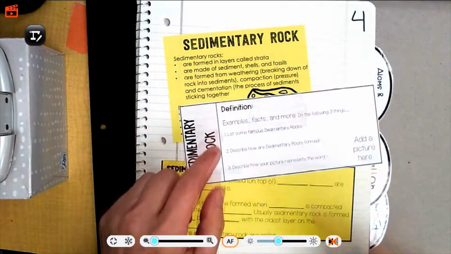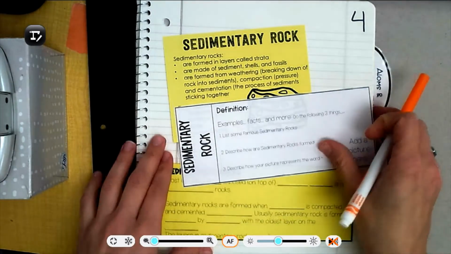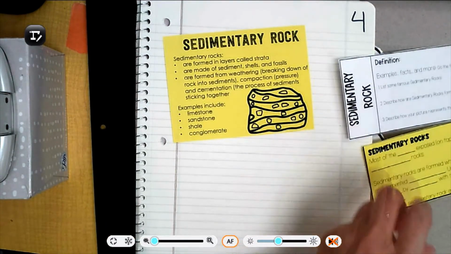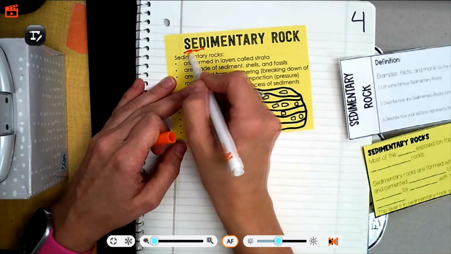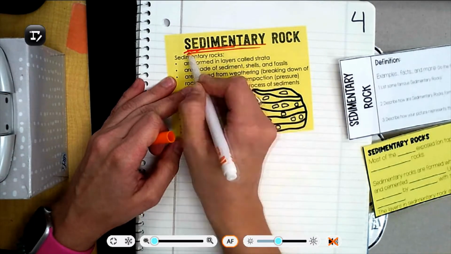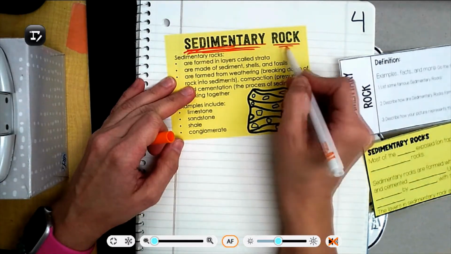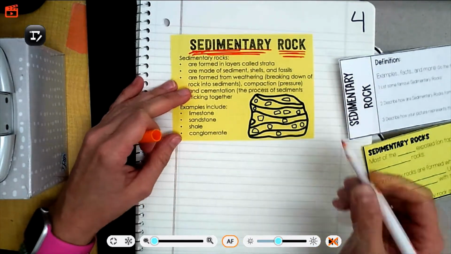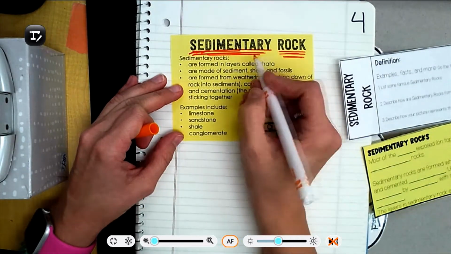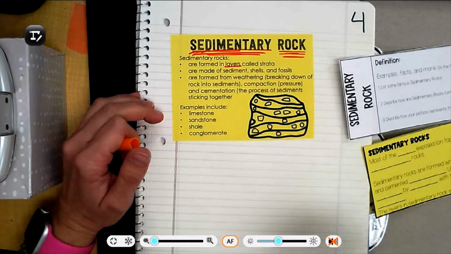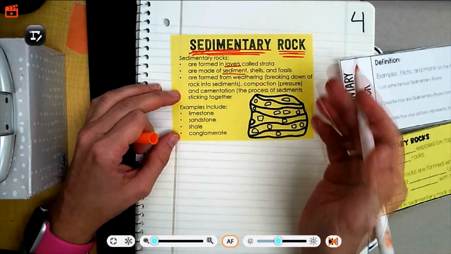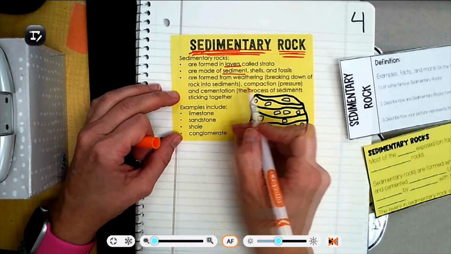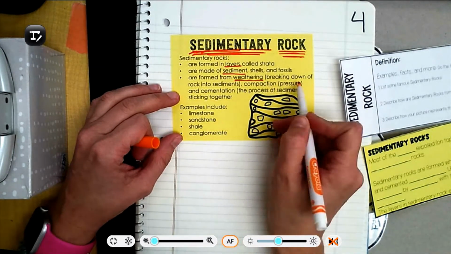We're going to start up here with sedimentary rock. Get those 2 out of the way. So sedimentary rock. Oh, I want to do it like this. I want to draw it in layers. See how that has layers. So sedimentary rocks are formed in layers called strata. That's our fancy science word for rock layers. They're made of sediment, shells, and fossils. They're formed from weathering. That's the breaking down of rock into sediments.